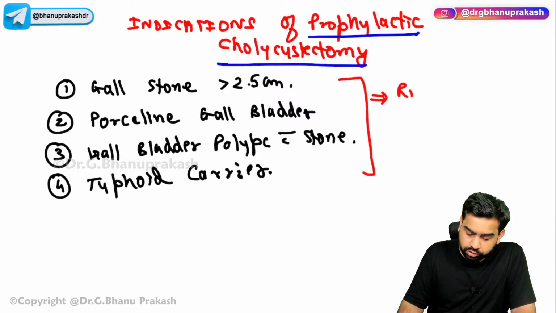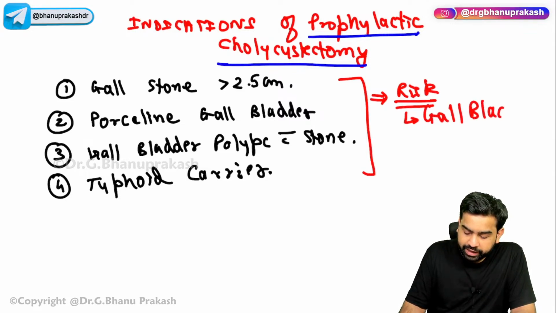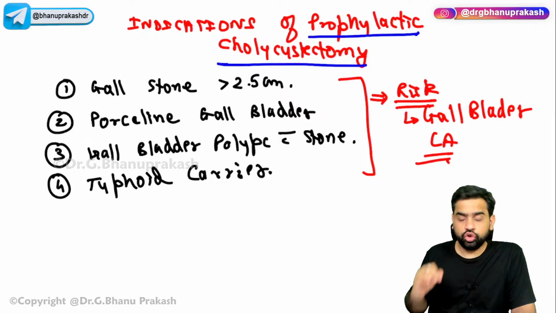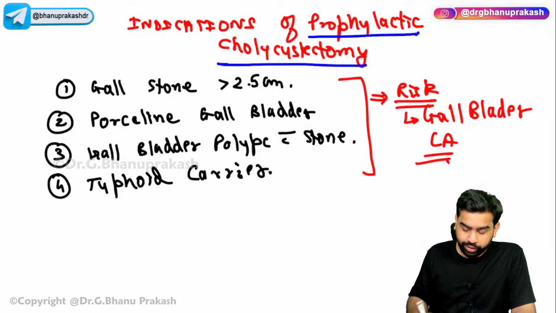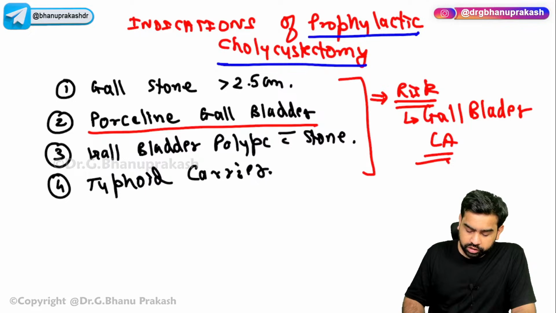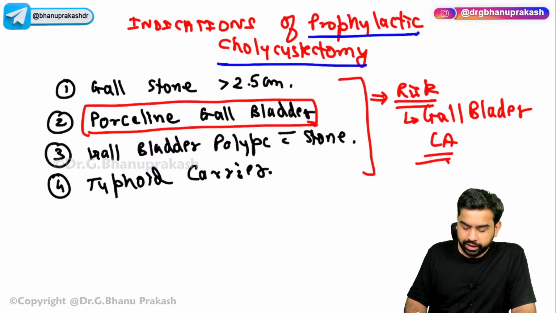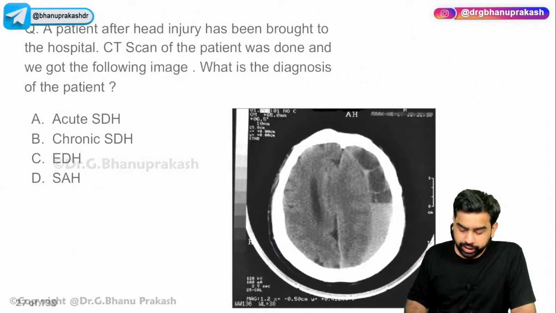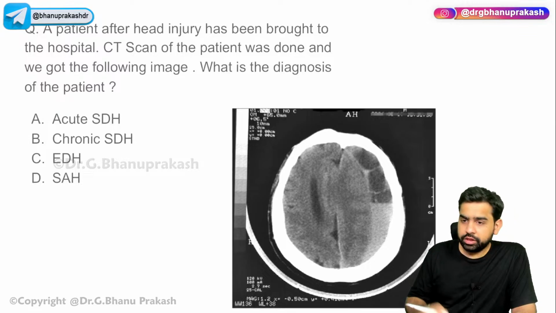Why? Because these all are the risk factors for the development of a gallbladder carcinoma. Okay, so if there is a patient who is having a porcelain gallbladder, you will advise that particular patient to undergo a prophylactic cholecystectomy. Why? Because that is a risk factor for the development of your gallbladder carcinoma. I hope you have understood this particular point, guys. Right, now let's talk about the next question.